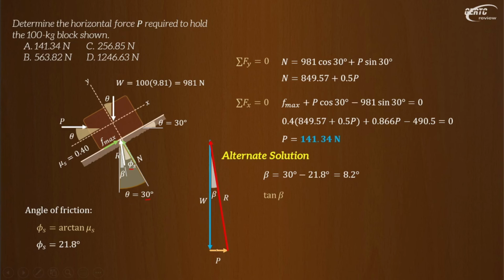Finally, from this right triangle, tangent of beta is P over W. So we can solve the value of P, and that will give you 141.36, the same value as before. So that would be faster. Alright, let's have one more example. This is part 3.